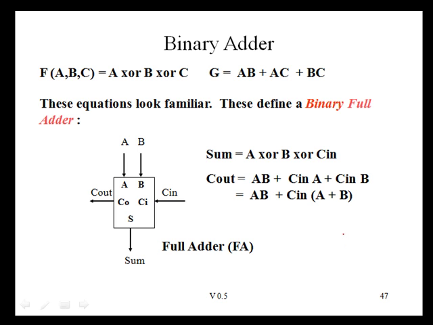Another important combinational building block is a binary full adder, which would take 2 inputs A and B plus a carry in and produce a sum output and a carry out. These are the equations for both sum and C out. Full adder is typically abbreviated as FA.